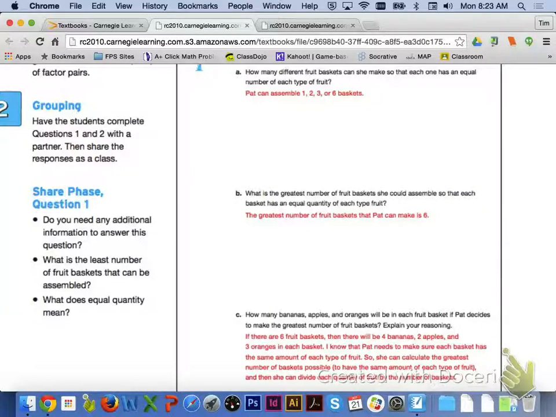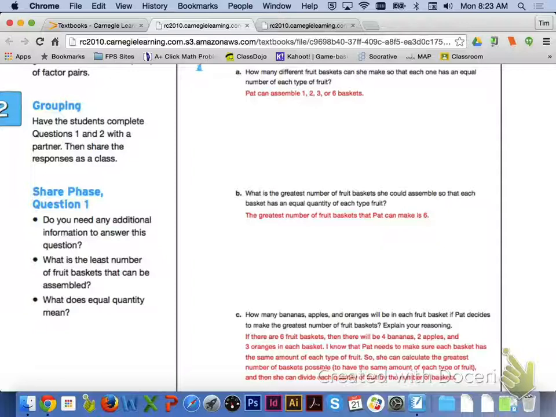If we take a look at letter A, Pat is going to be able to assemble 1, 2, 3, or 6 baskets of fruit. For letter B, the greatest number then of fruit baskets that Pat can make is going to be 6. And for letter C, if we know that 6 is going to be the greatest number of fruit baskets that Pat can make, then there are going to be 4 bananas, 2 apples, and 3 oranges in each.